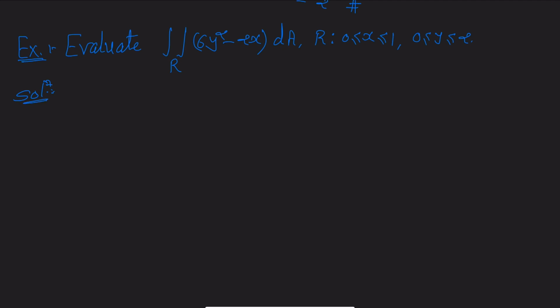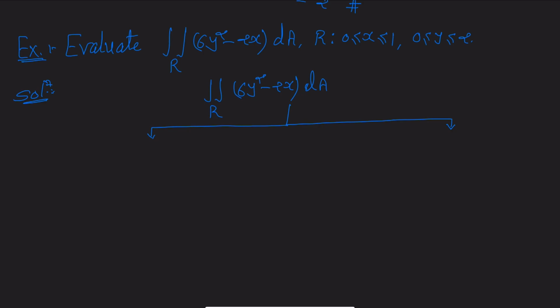Now see, here what is going on. As I told you, this is a very small rectangle, so this dA can be represented by either dx dy or dy dx. That means you can evaluate this quantity, the double integration over R of 6y square minus 2x dA, by two different aspects.